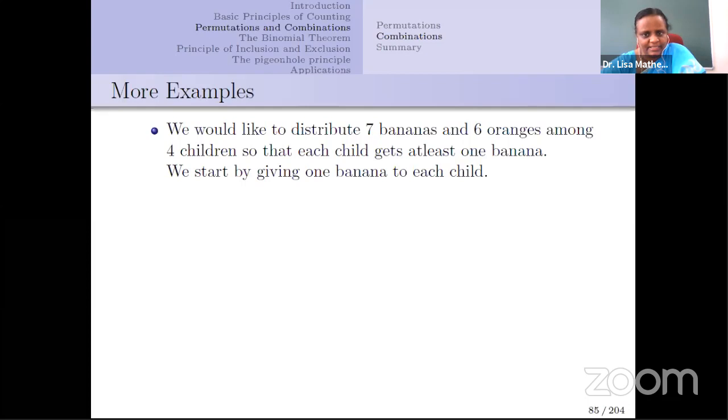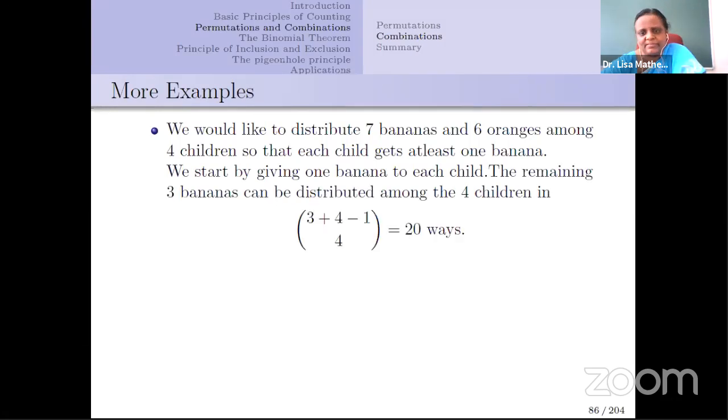Then once I've given 1 banana to each child, how many bananas do I have left? I started with 7 bananas. I've given 1 banana to each child. So there are 4 children, so we have 3 bananas left. So basically now the problem is in how many ways can I distribute 3 objects among 4 children. Okay, 3 bananas to 4 children. And that, according to our formula for combinations with repetitions, is given by (3 + 4 - 1)C4, and that is 20 ways.